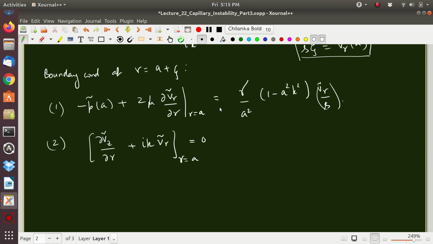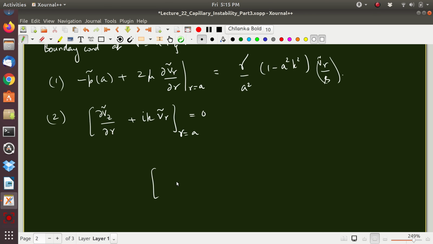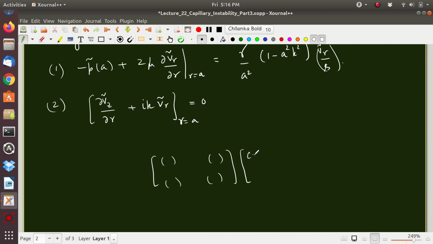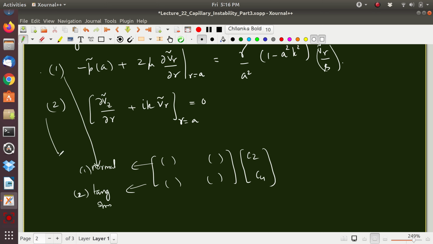So if you substitute this in these two boundary conditions at the interface, you can write it in terms of a matrix in terms of C2 and C4, where the first row is the normal stress balance, that is equation 1 here, and the second row is the tangential stress balance, that is equation 2 here. Okay, everything is in terms of C2 and C4, so this has to be equal to 0.